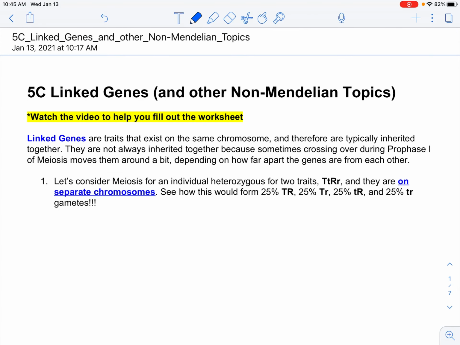Okay, hello. So I'm going to go through this worksheet now. This one is more complex, going to be honest. This is definitely a lot of content that we would not have covered in general bio, and linked genes can be tricky to understand.